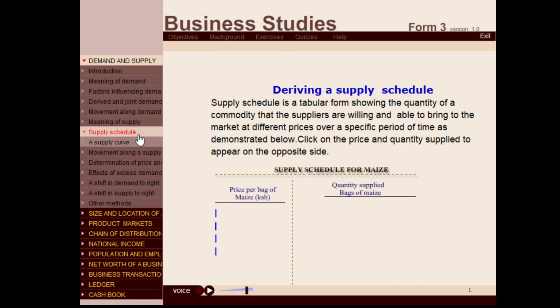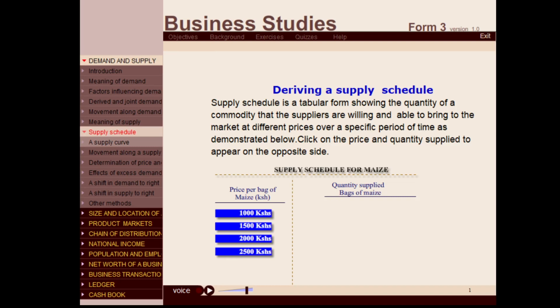Deriving a supply schedule. A supply schedule is a tabular form showing the quantity of a commodity that the suppliers are willing and able to bring to the market at different prices over a specific period of time, as demonstrated below. Click on the price and quantity supplied to appear on the opposite side.